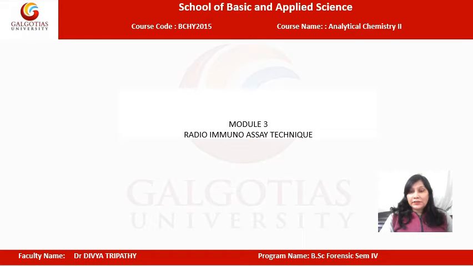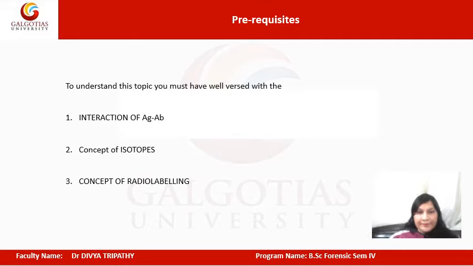Hello students, in this lecture I am going to explain a new type of immunochemical technique, that is RIA or radioimmunoassay technique. As the name indicates, it is a technique of immunoquantification by using radio-labeled antigen or antibodies.